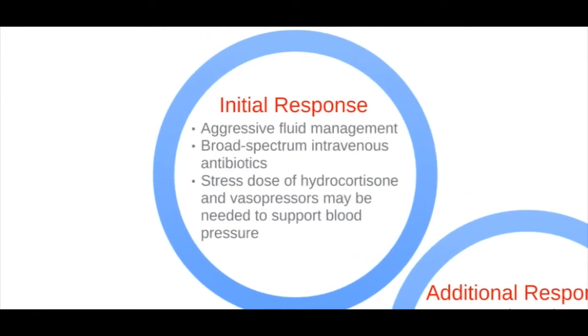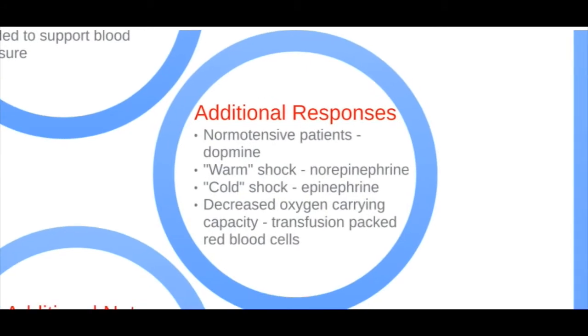The initial response in septic shock involves aggressive fluid management, broad-spectrum IV antibiotics, stress dose of hydrocortisone, and vasopressors may be needed to support blood pressure. Administer dopamine to normotensive patients. For warm shock, utilize norepinephrine. For cold shock, administer epinephrine. If decreased oxygen carrying capacity is an issue, transfuse packed red blood cells.